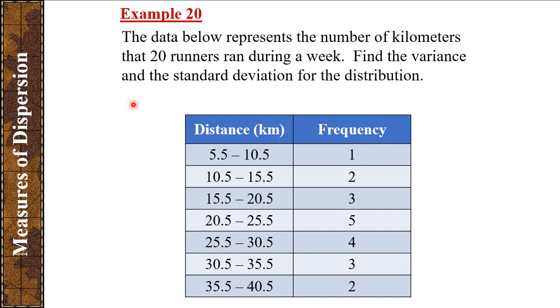So this is an example for the grouped data. Notice here we have a class interval. The data below represent the numbers of kilometers that 20 runners ran during a week. Find the variance and standard deviation for the distribution. So from this table, from the class, we have to put many columns.